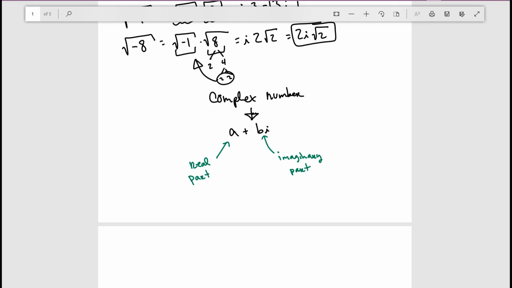Okay, so you're going to see different types of complex numbers. You might not see just 2i or i. You might actually get 3 plus i, or -4 minus 2i. So all of these are complex numbers.